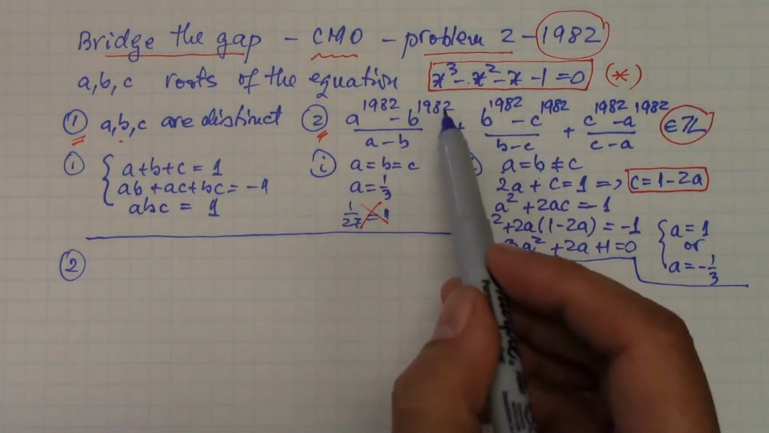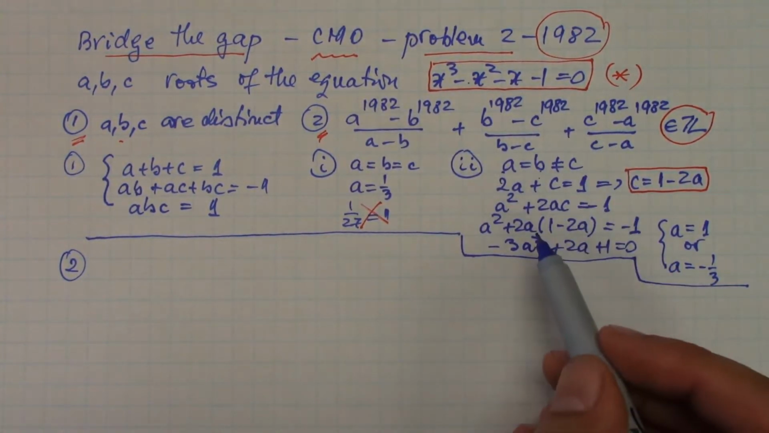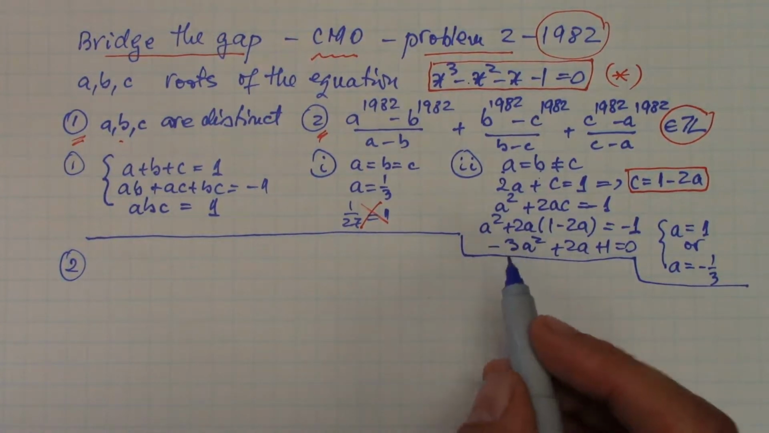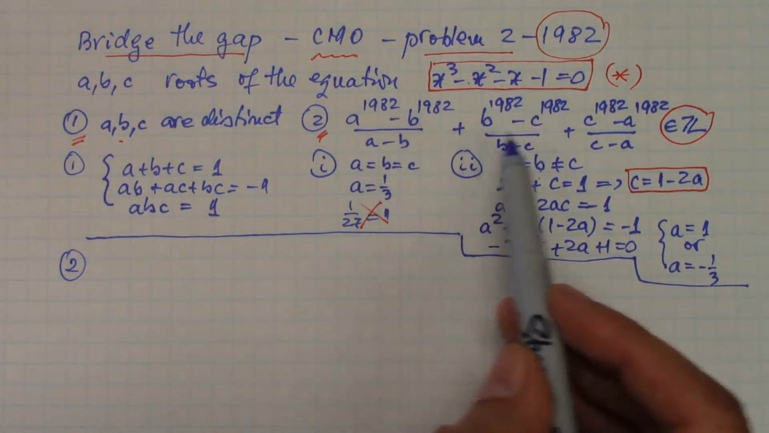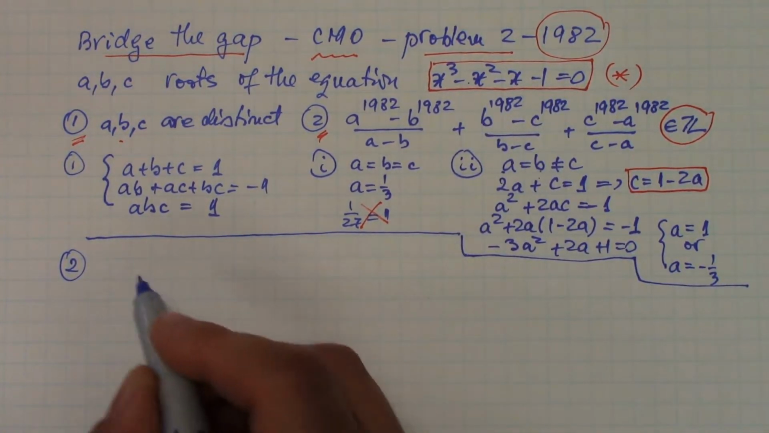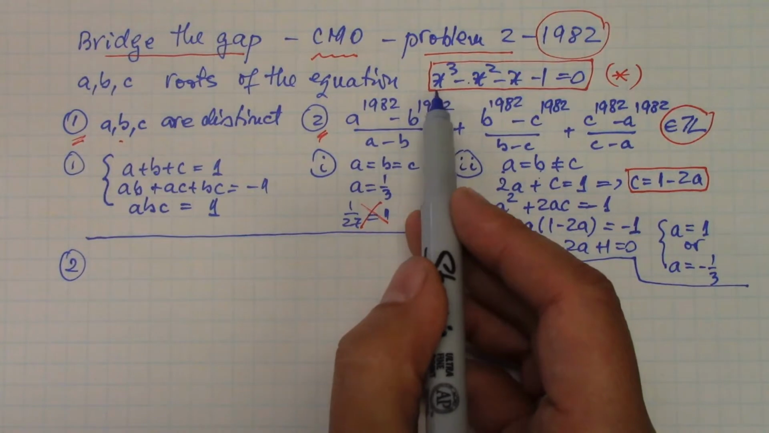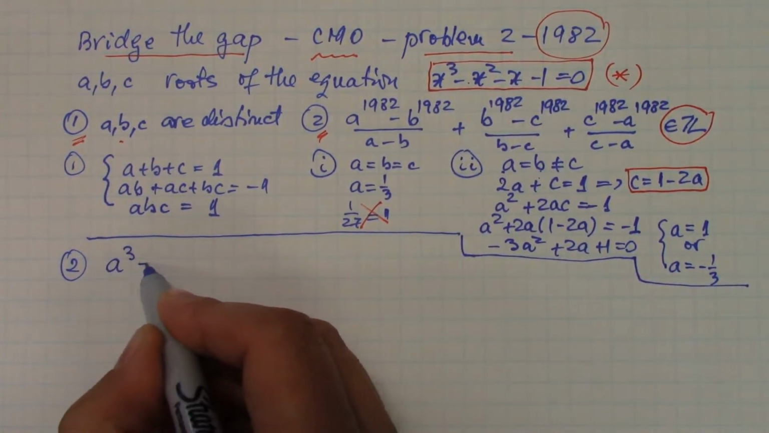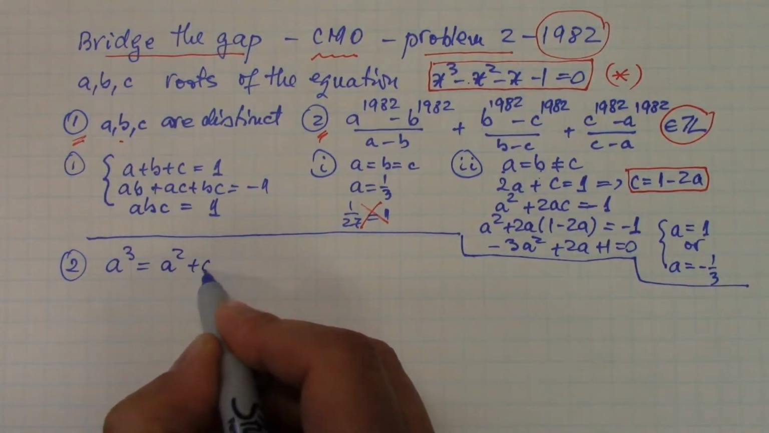How do we get some understanding of this sum here? Let's remember that a, b, and c are roots of this equation. What does it mean? It means, for example, that we plug in a for x in this equation and we get a to the power of 3 is equal to a squared plus a plus 1.